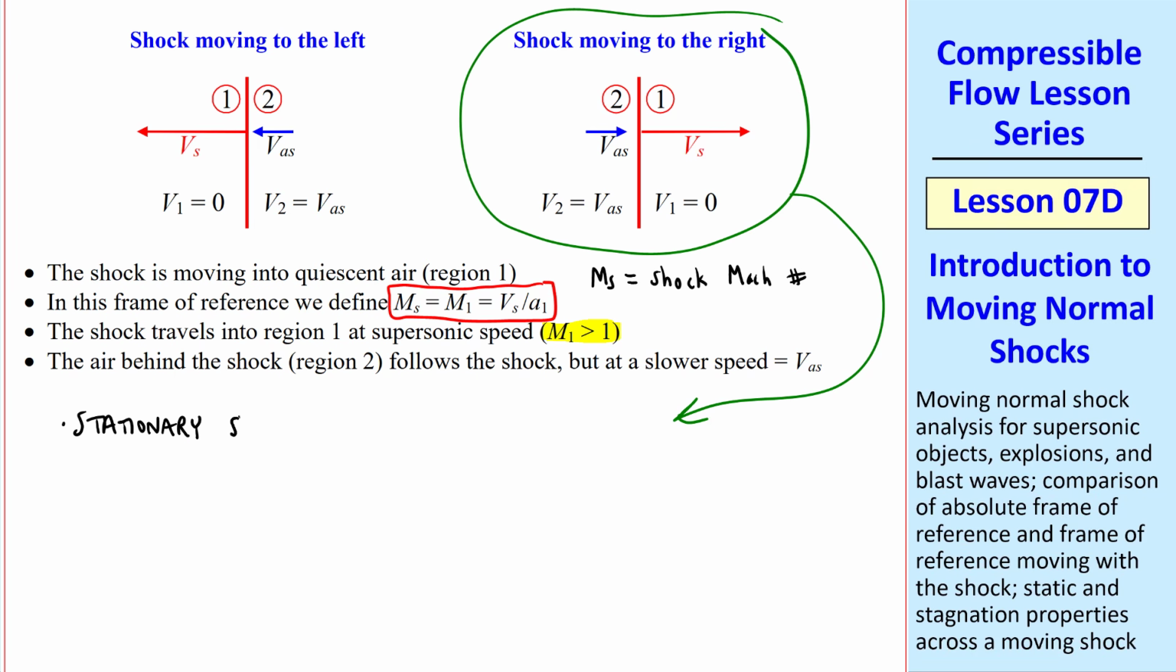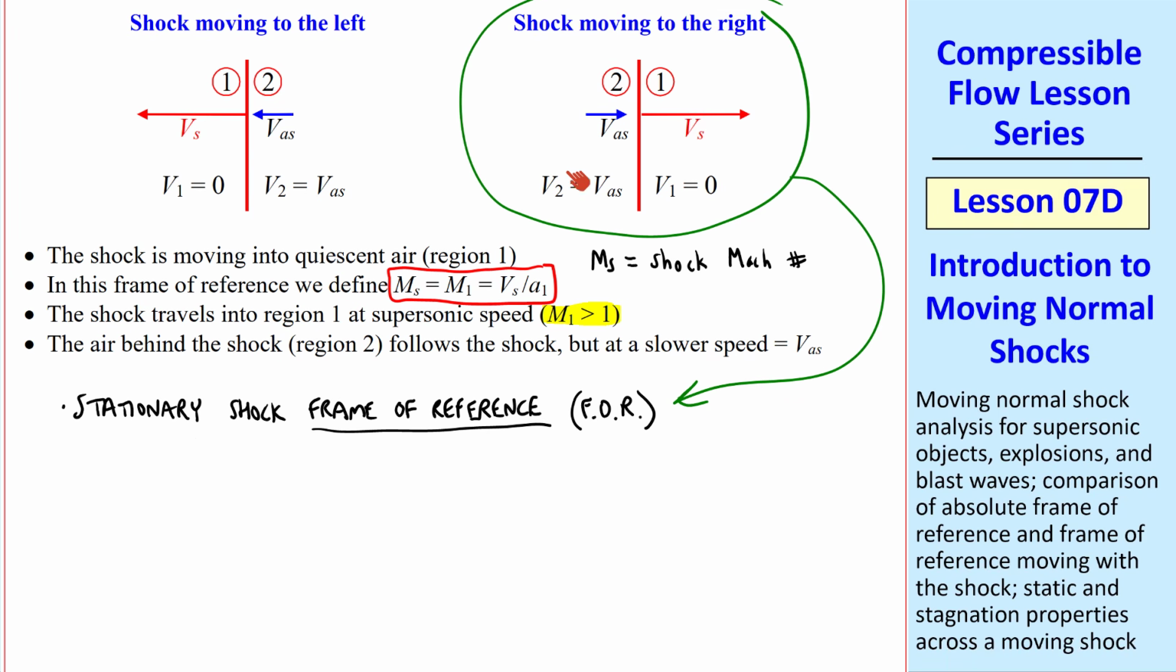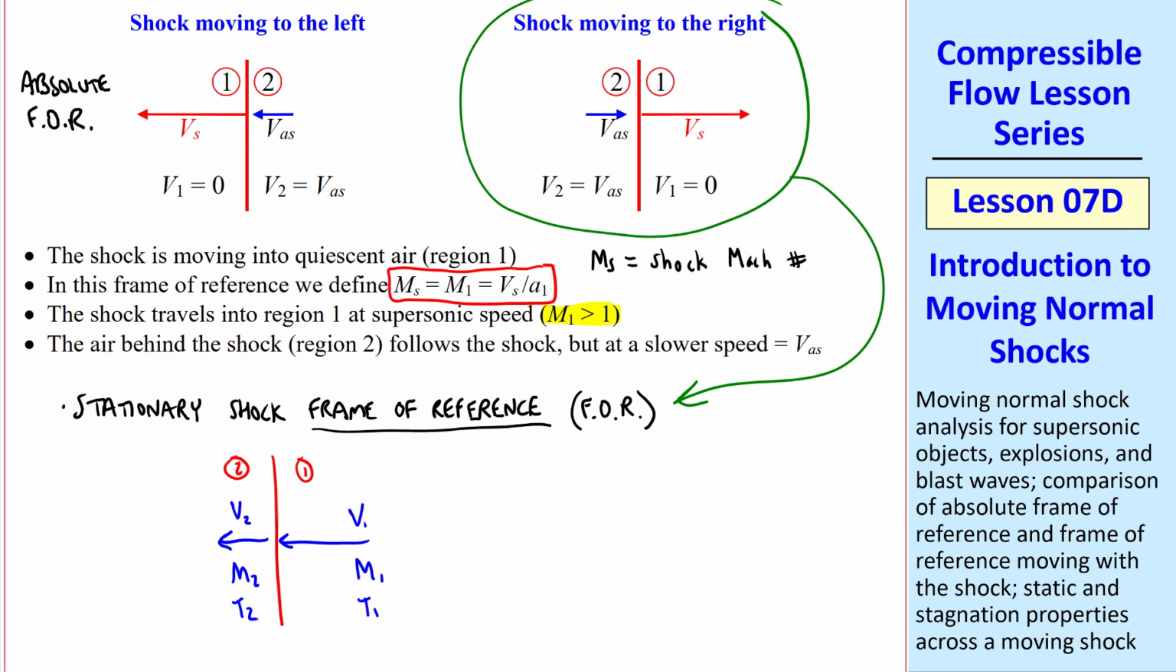First, consider the stationary shock frame of reference, which I'll typically abbreviate FOR. For either of these cases, we're in an absolute frame of reference. Well, in the stationary shock frame of reference, we have 1 before the shock and 2 after the shock. And the only difference from most of our discussion so far is that the flow is from right to left instead of left to right. And we have Mach numbers M1 and M2, speeds V1 and V2, T1 and T2, etc.